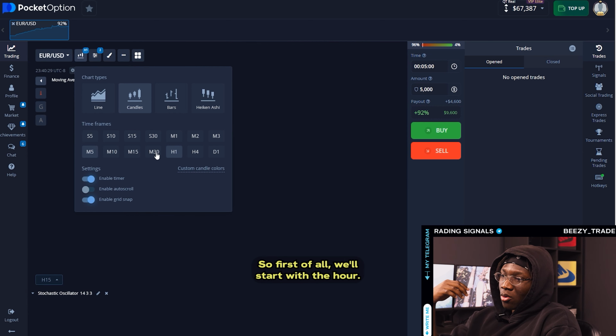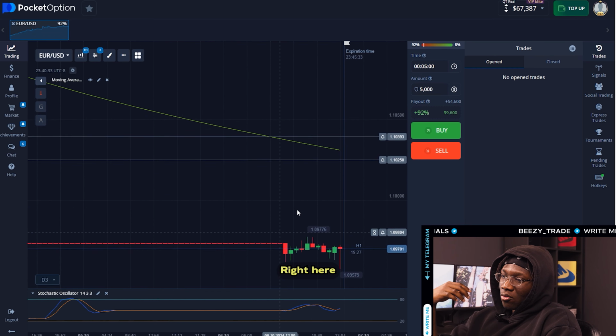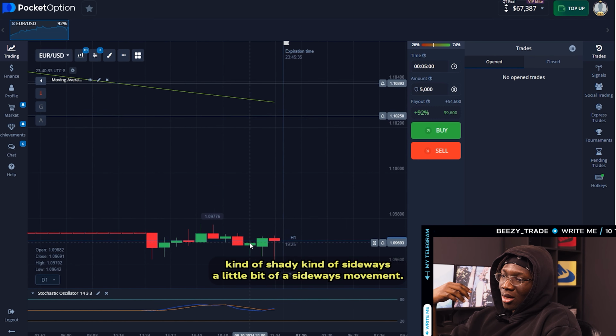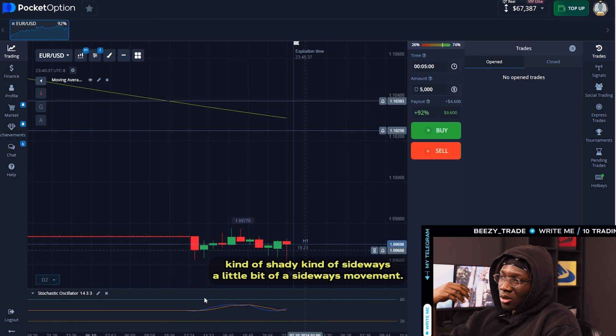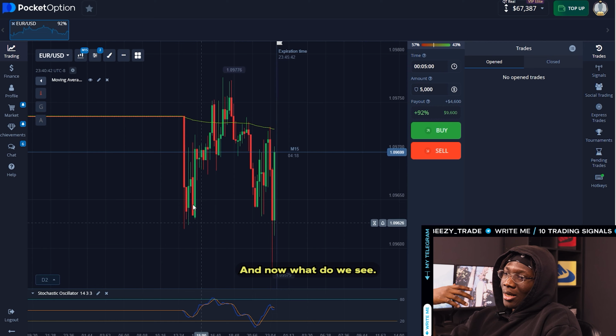So first of all, we'll start with an hour, and as we can see right here, kind of shady, a little bit of a sideways movement. So we want a little clearer picture, so we will go down to M15. Now what are we seeing?